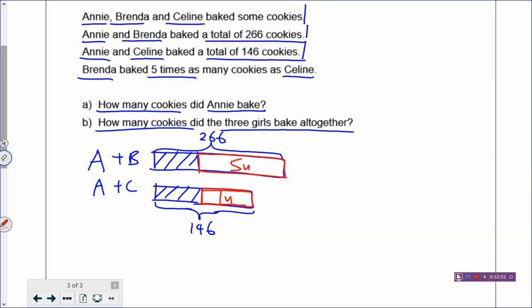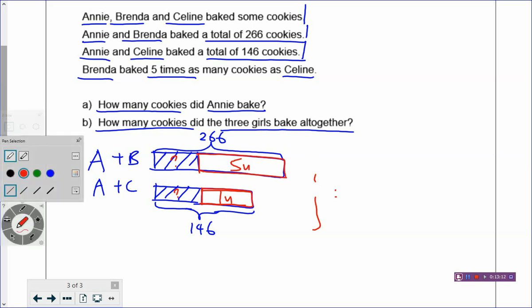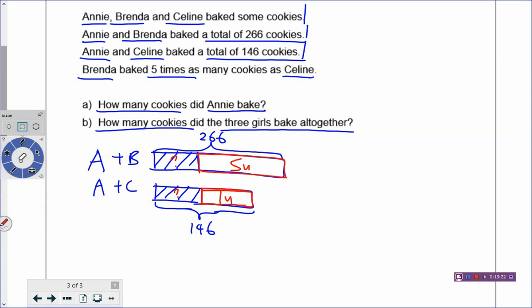Okay? So how many cookies did Annie bake? So your question mark is to find the shaded part. And how many cookies did the 3 girls bake altogether? So be careful that you don't do this. If you put the question mark here, it means you are adding the repeated person as well. So what I will do is I will maybe just erase the question mark so that I don't get myself confused later. And if you don't want to put the question mark, you can leave it alone, right? Means you don't put any question mark yet. Okay, so what do we do next?